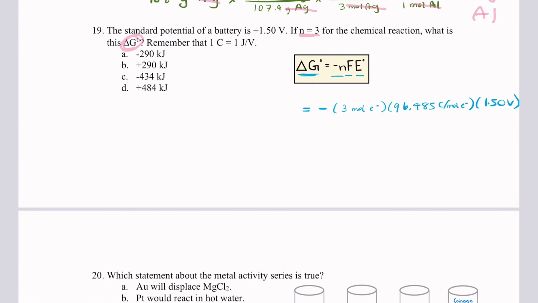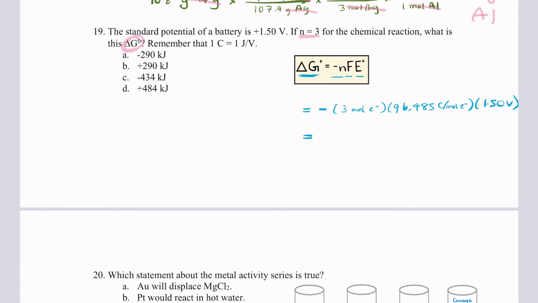Multiplying these together gives the energy the battery can deliver. So 3 moles of electrons times 96,485 coulombs per mole times 1.50 volts. A coulomb times a volt equals a joule. So the units convert directly to joules. The product is about 434,000 joules. Because the equation carries a negative sign for a spontaneous battery, the Gibbs energy change is negative.